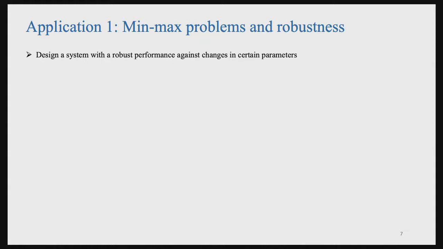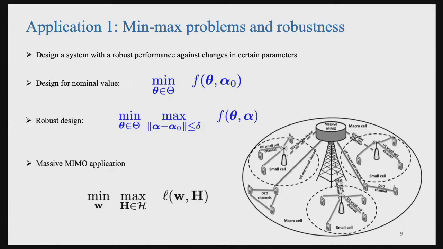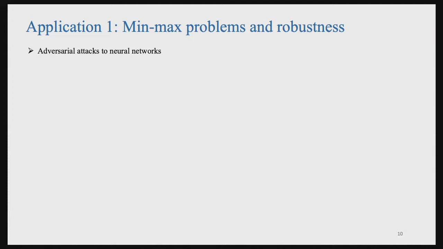When we want to design a system that's robust against certain parameters, you can design for the nominal value, which means minimizing your objective with respect to theta, given the nominal value of alpha. Or you can have a robust design, meaning you allow certain perturbations of the alpha parameter, and design your system for perturbations or the unknown parameter alpha. For example, in massive MIMO applications, people recently look at what happens if you do not know the channels exactly and you want to maximize the throughput of the channel. Another application is robustness against adversarial attacks. I'm going to come back to all of these applications later in my talk. I want to introduce these problems first.